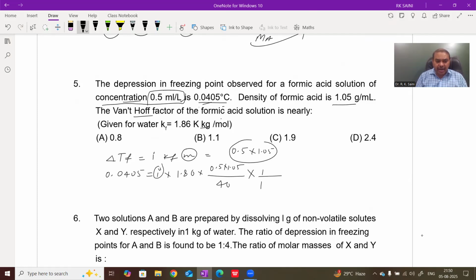And the Van't Hoff factor i. Now solve this for the Van't Hoff factor i. The molar mass of formic acid is 46. The Van't Hoff factor is nearly 1.9. Check your answer. Solve. Question number 6.